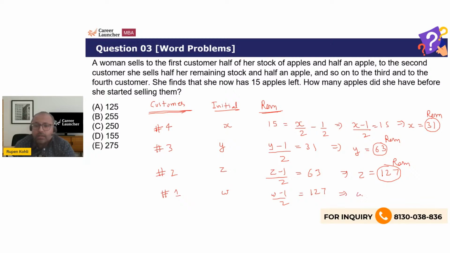254, right? So W comes to be 255. There is our answer. Perfect. So just keep on retracing from the last stage to the previous customer and sequentially reaching the first. Perfect. All right. Let's look at the next one now.